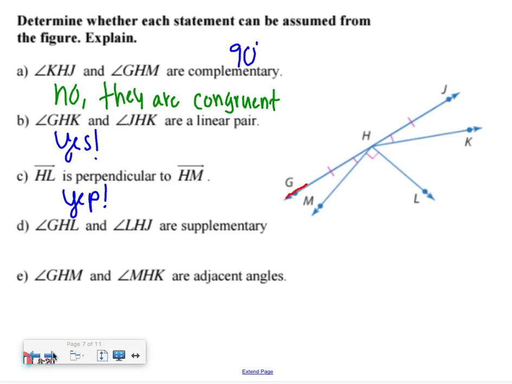GHL and LHJ are supplementary. Yes. How do we know? I agree, but how do we know? It makes a straight line. You guys agree that this is a straight line?